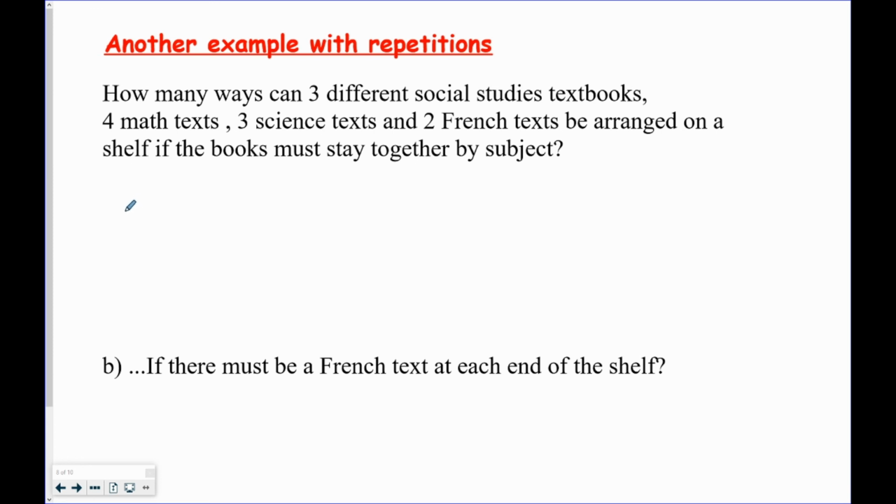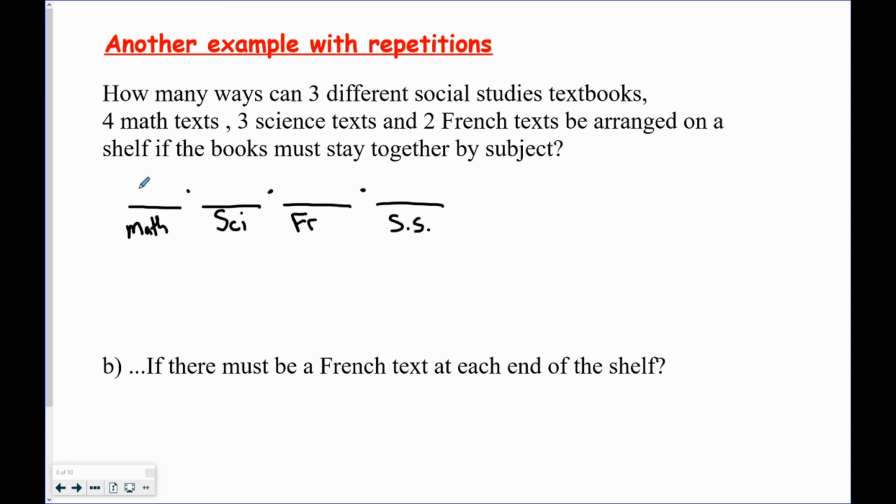Well, let's see. So what do we got? We got our math books. So math. I'm just going to put math. And then we got our, what's next? I'm just going in order here. We got our science group. Okay. And then we got our French group. And wasn't there another one? Oh, I missed the social studies. 3 different social studies. So we'll just go SS over here, social studies.